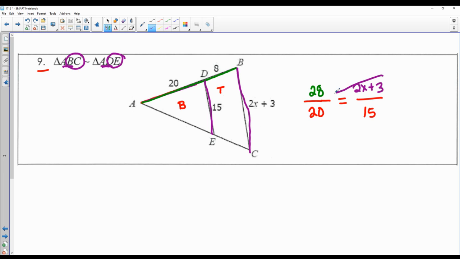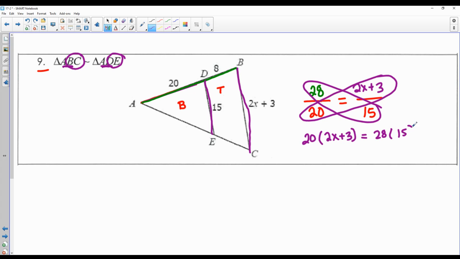Okay, again, we're just going to do our cross products, top times bottom. So I have a 20 right here times my 2x plus 3. That's going to equal top times bottom, 28 times 15. And go ahead and distribute. So 20 times 2x is 40x. 20 times 3 is 60. That's equal to 28 times 15, which is 420.